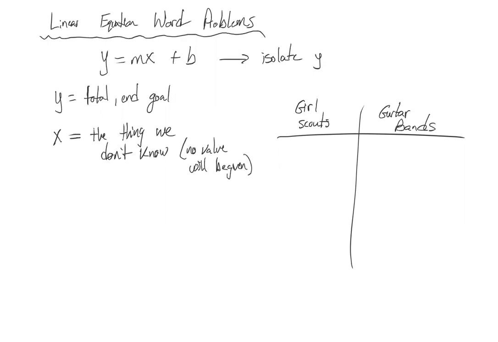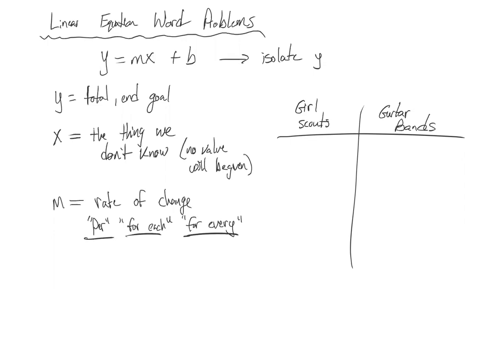All right. M, the slope, is going to be what we call the rate of change. It's going to be how fast that x is changing. And it's going to be given away by words like per, for each, and for every. Those are going to be the giveaway words for that slope. You see that near a number in the word problem, and it's going to be the slope.